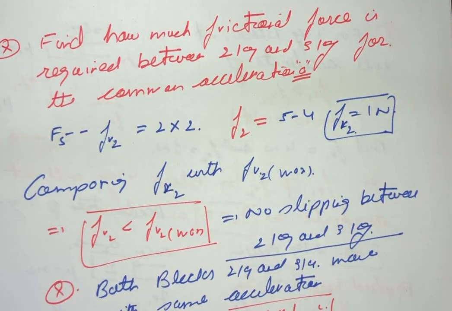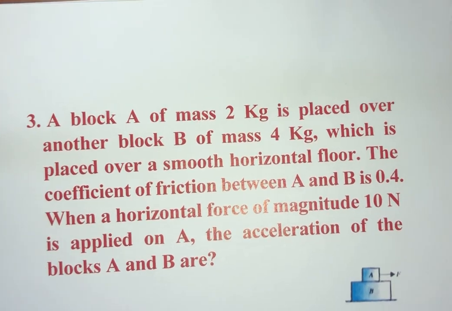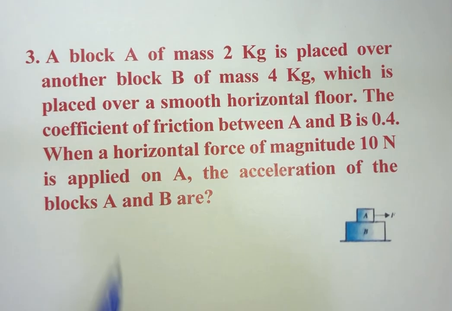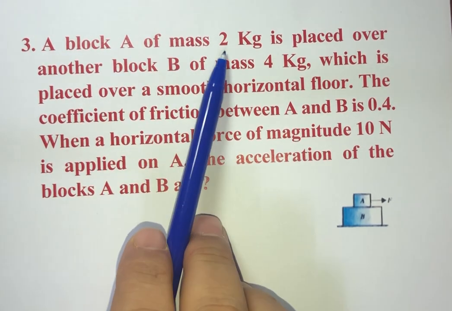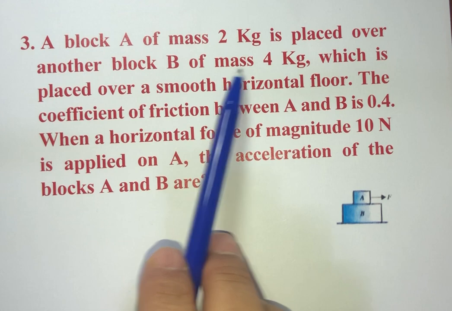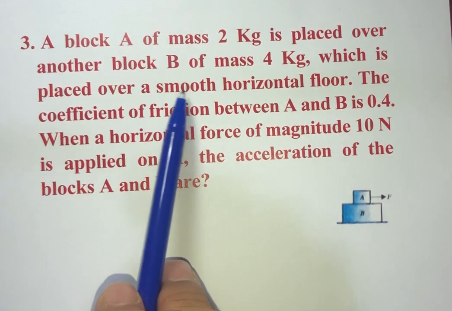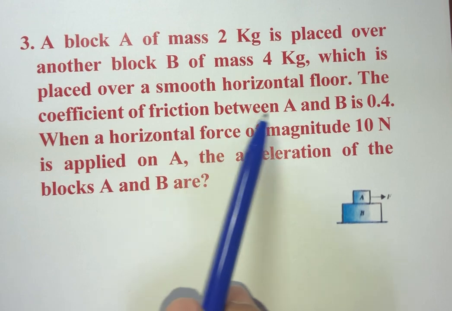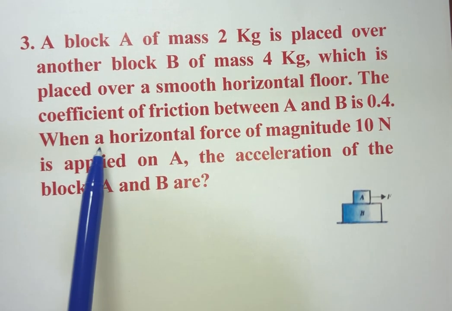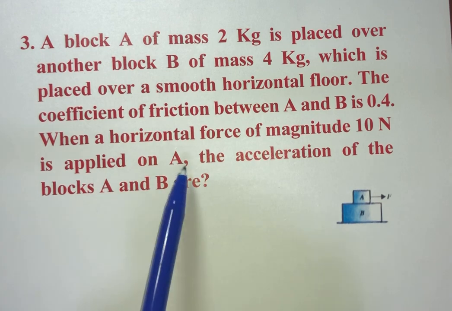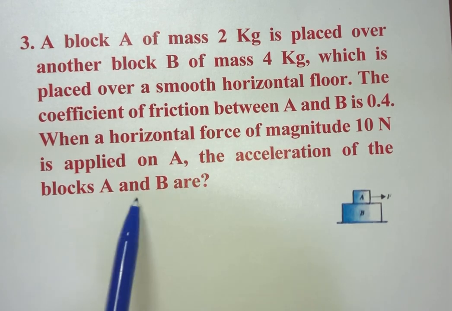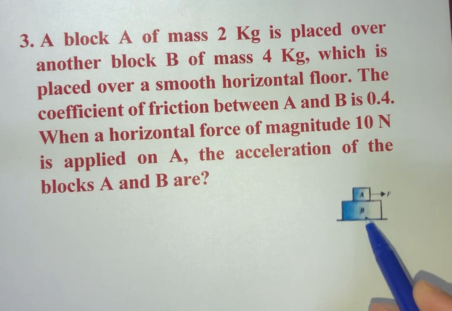Now we come to our third question, which states that block A of mass 2 kg is placed over another block B of mass 4 kg, which is placed on a smooth horizontal floor. The coefficient of friction between A and B is 0.4. When a horizontal force of magnitude 10 newtons is applied on A, the acceleration of the blocks A and B are. So this A and B have mass 2 and 4, and the coefficient of friction between A and B is given as 0.4.